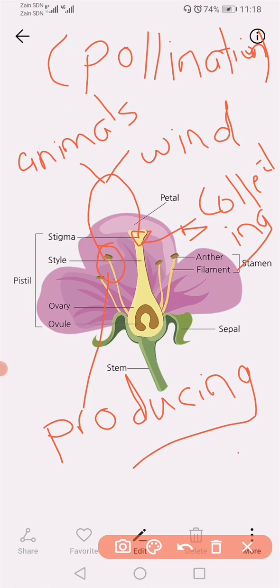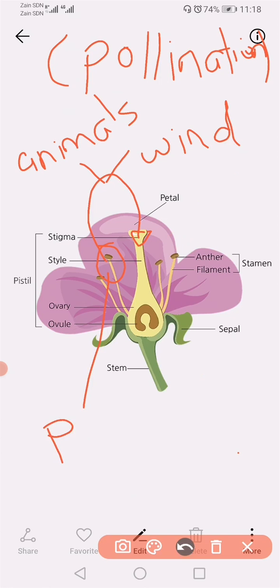So how can the stigma collect this pollen grain? The stigma surface is covered with sticky materials. These sticky materials help the pollen grain to stick on it. So, the anther is responsible for producing the pollen grain, while the stigma is the part that's responsible for collecting the pollen grain. Is it clear?